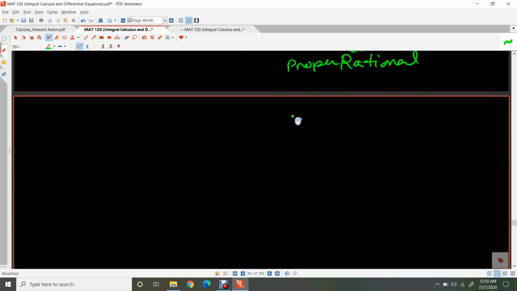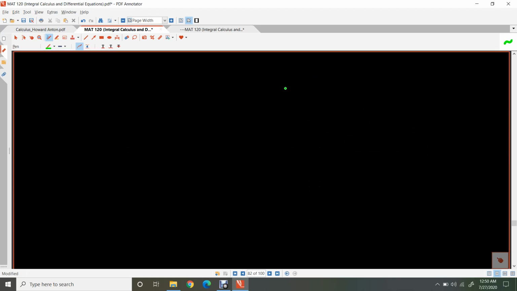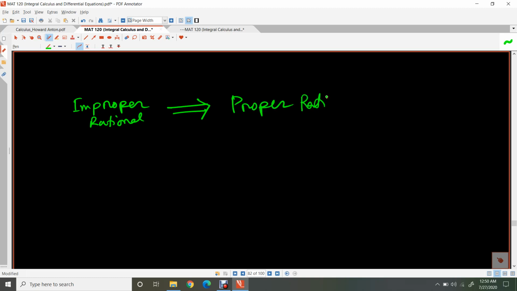So let's take one example, but before that I am again showing you the algorithm what we have to do here. So we have an improper rational function, at first we have to convert this to proper rational by using division technique, which is called long division technique.